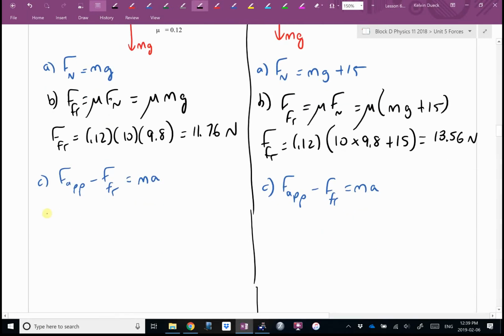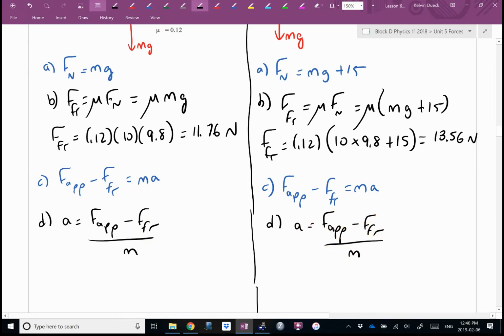Franz, now I'm coming back to you. I've scrolled down. Franz, what's D asking me to find? How would I get the A by itself here? You're saying the equation actually is going to be the same? So for both of these, I'm going to get this. I'm going to get A equals F applied minus friction over M.